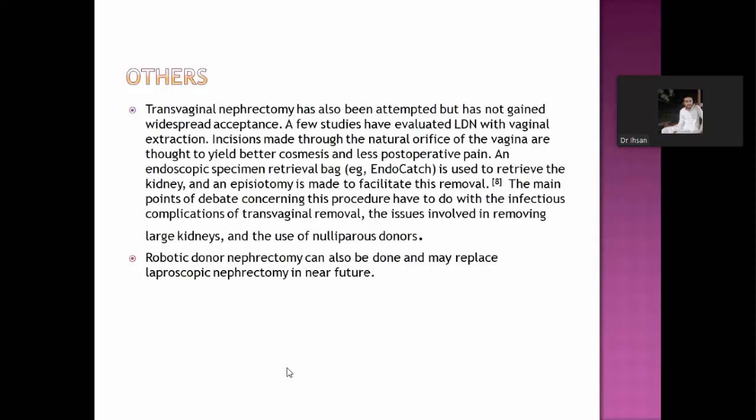Robotic donor nephrectomy can also be done and may replace laparoscopic donor nephrectomy in the near future.